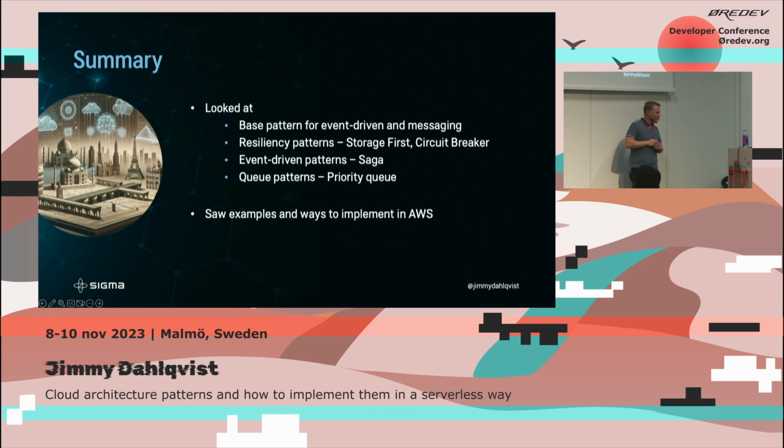To sum everything up, and I have 30 seconds left, we looked at base patterns for event-driven messaging. We had a look at resiliency patterns like storage first and circuit breaker, and event-driven patterns like the Saga pattern. We had the priority queue and load leveling with queues. And you also saw some great examples on how you can implement all of these patterns in a serverless way using AWS.